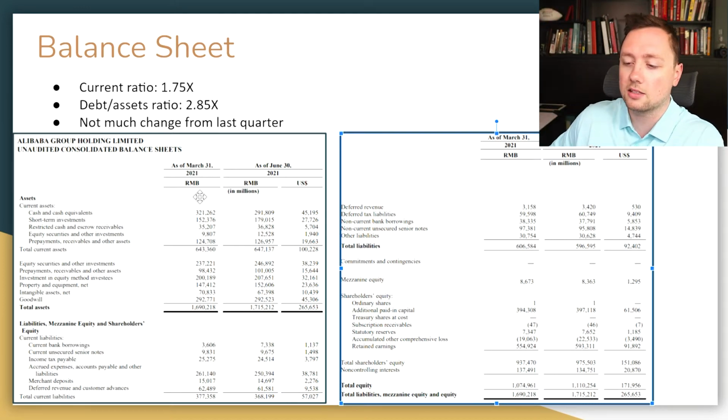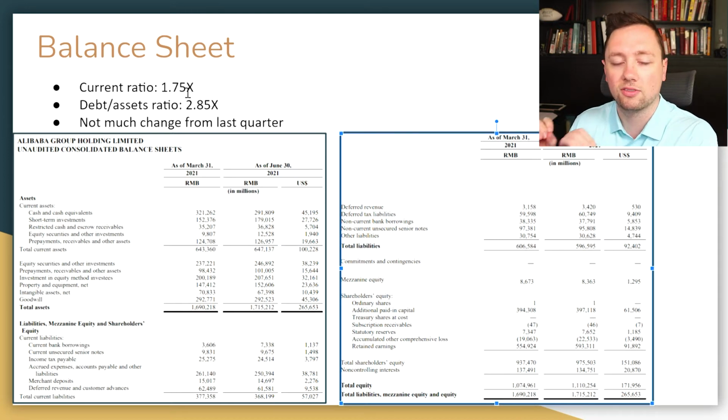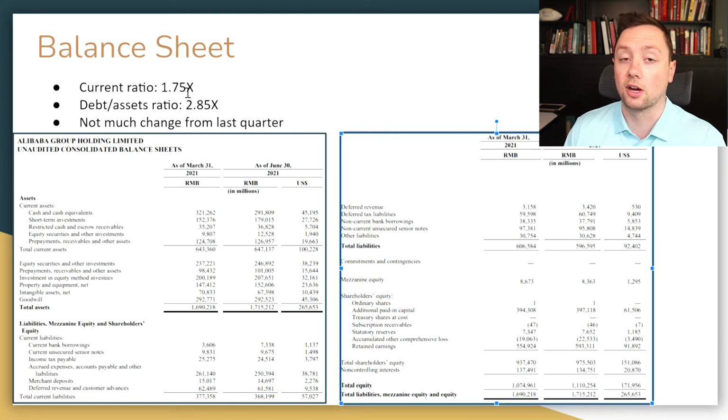And so in the case of Alibaba, they have total current assets of 647 million RMB right here, and the total current liabilities is only 368 million RMB. That gives them a ratio of 1.75 times the assets to liabilities, and that is very healthy.